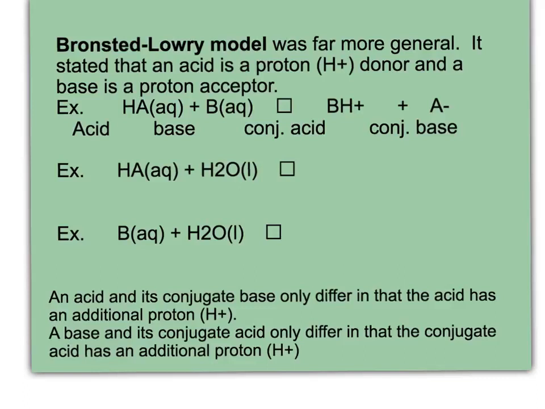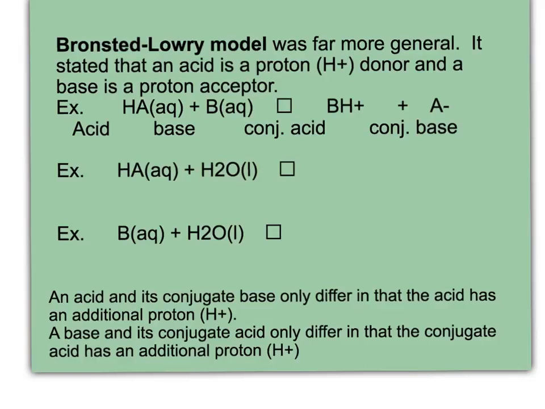So the definition for an acid is similar to the Arrhenius model. It's saying that it's a proton donor. That means it gives away an H plus in water. So that's similar. But the definition for a base is very different. Arrhenius said a base is something that gives off hydroxides, OH minuses, in water. Bronsted-Lowry say that a base is a proton acceptor. It takes in that H plus that is given off by the acid.